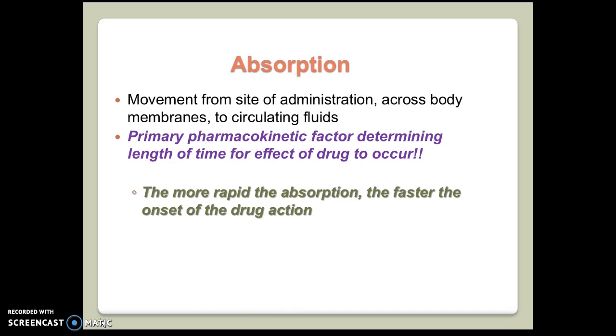So absorption of the medication is a movement from the site of administration across the body membranes to circulating fluids. It is the primary pharmacokinetic factor determining the length of time for an effective drug response to occur. So this is when we talk about onset of the medication. A lot of it is how quickly it's going to be absorbed. The more rapid it absorbs, the faster the onset of the drug action. This is also a reason why IV drugs, which do not have to be absorbed through the stomach and go across body membranes, oftentimes will have a much more rapid effect because of the method of absorption.